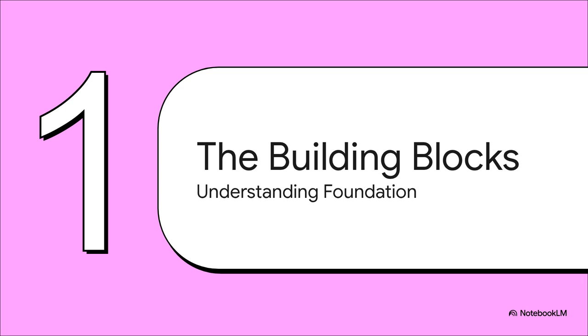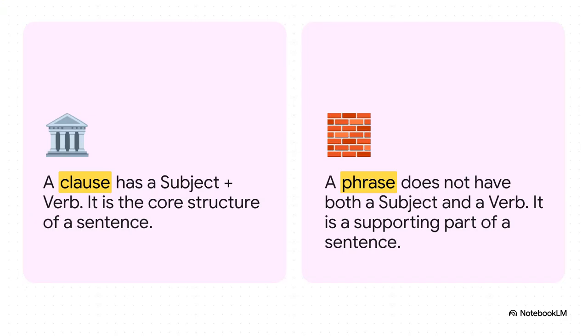Okay, first things first, let's lay the foundation. Literally every part of a sentence is either a clause or a phrase. And trust me, understanding this one little difference is the master key to everything else we're going to talk about. Here it is, the simple test. When you look at a bunch of words, just ask yourself this. Does it have both a subject, who or what is doing the action, and a verb, the action itself? If the answer is yes, you've got yourself a clause. That's the core of the sentence. If not, it's a phrase, just a supporting piece. This one question changes everything.